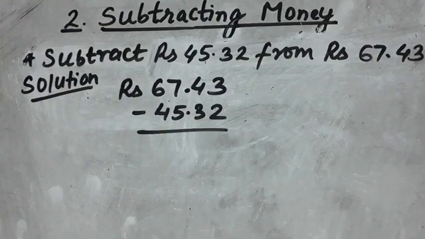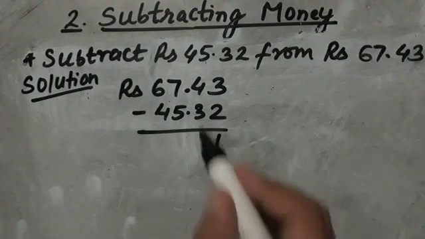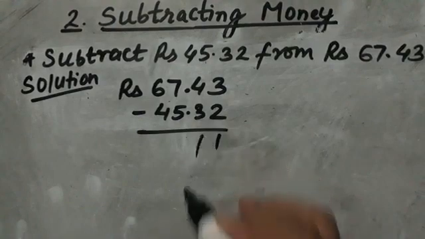Now students, let's subtract, and before subtracting you should keep in your mind that the decimal point must lie straight up, or vertically straight. So here we are going to subtract from right towards left. So there is 3 minus 2 is 1. Similarly students, 4 minus 3 is also 1.